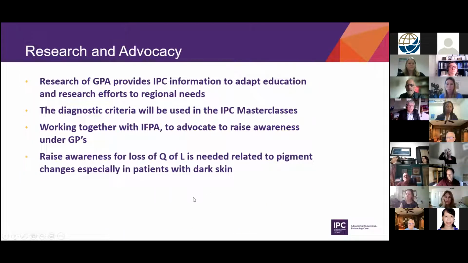Research and advocacy. Research of GPA provides information to adapt the education and research efforts to regional needs. The diagnostic criteria will be used in the IPC masterclasses, working together with IFPA to advocate and raise awareness among the GPs. And raising awareness for loss of quality of life is needed related to the pigmentary changes, especially in patients with dark skin. Thank you very much for your attention.